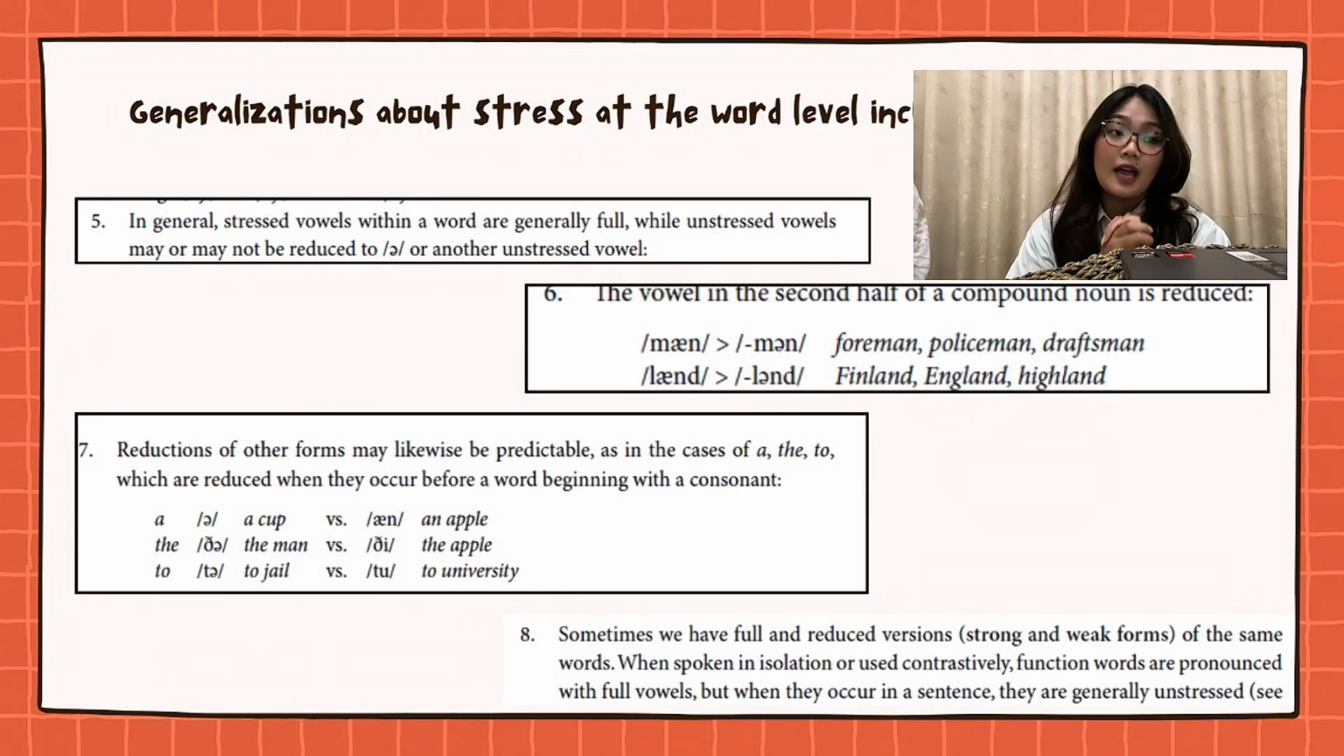Eighth, sometimes we have full and reduced versions, strong and weak forms, of the same words. When spoken in isolation or used contrastively, function words are pronounced with full vowels, but when they occur in a sentence, they are generally unstressed.